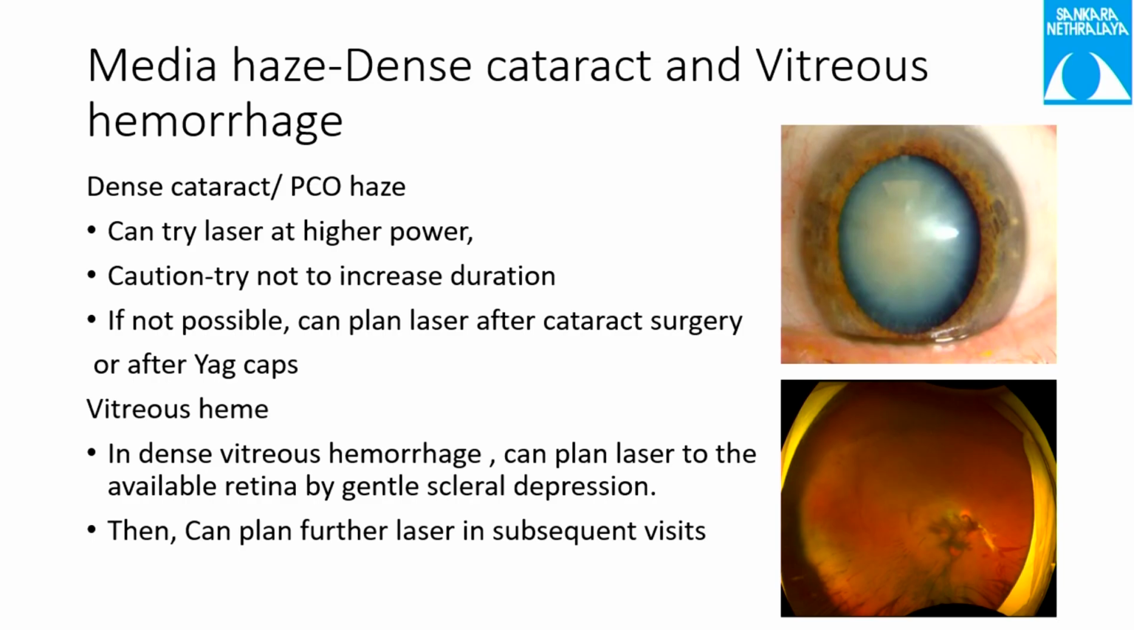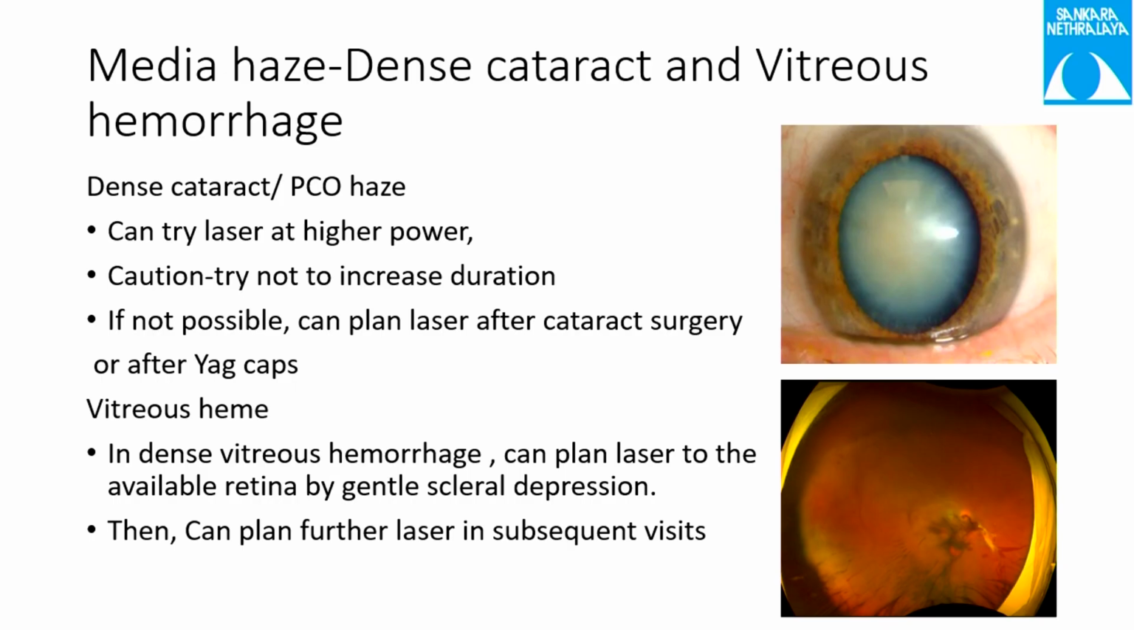As we have already discussed in a few previous classes, we can increase to a maximum of around 350, maximum 400, but not go more than that. It's not really safe for the patient. If the laser is not possible at all, then one may plan laser after the cataract surgery. And if there is a very dense PCO haze, one may plan laser after YAG capsulotomy.